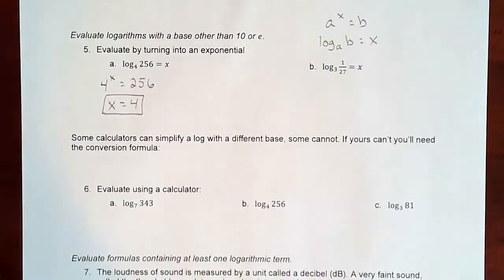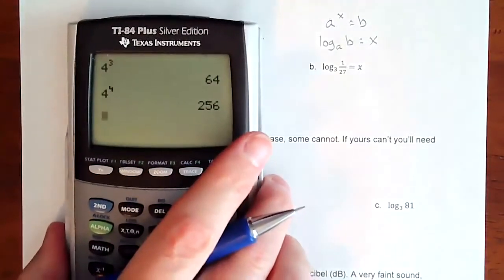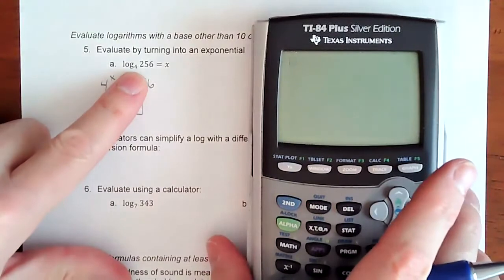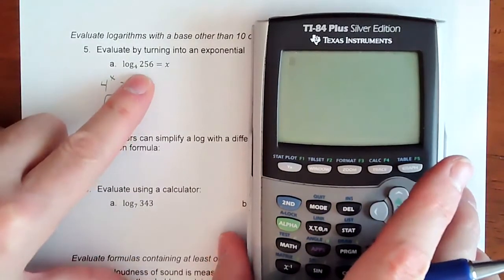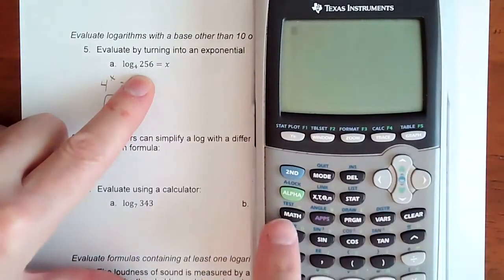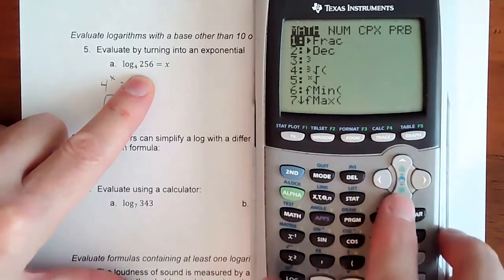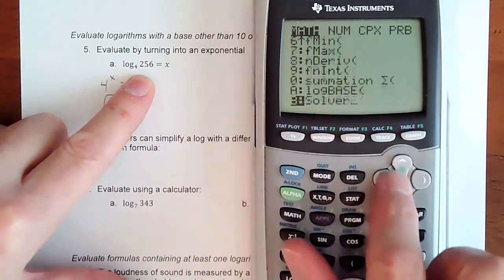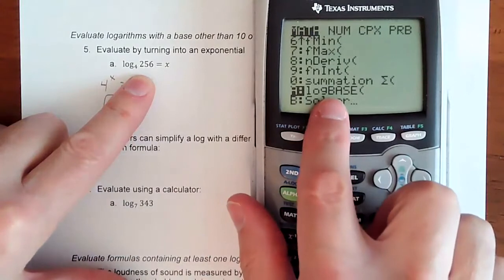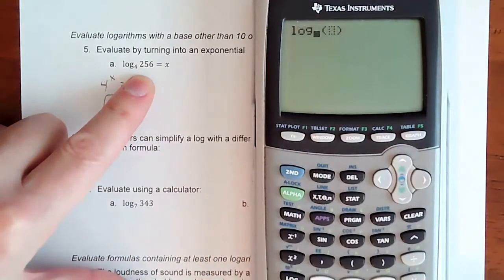Another way to get that, which is faster, is you have a feature on your calculator that you can just type right in, and it'll give you the answer. And it's going to give you an answer of 4. Where to find that is if you press this math button and you scroll down to the bottom of this list right here, not quite the very last, but pretty darn close: log base. That means you can put in whatever base you want. So log base 4, and then move over to 256, get out of the parenthesis.